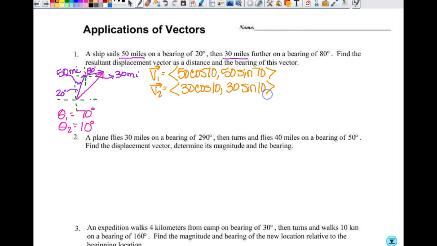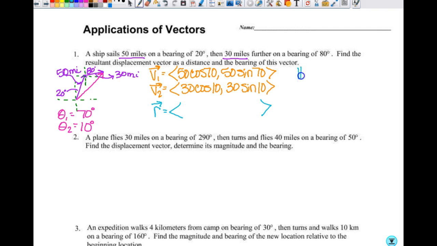Now, we're not going to finish this whole problem because you can handle this on your own. But when I add these together, I can say V1 plus V2. There's nothing wrong with that. But it's also the resultant vector, so I can call it R. So I'm going to need to find the resultant vector.